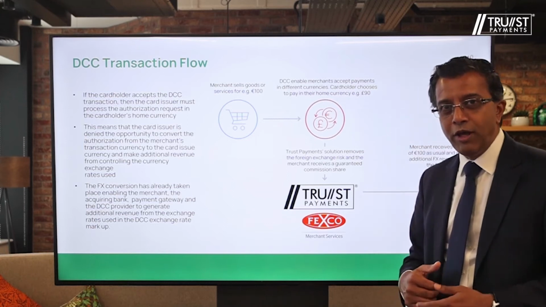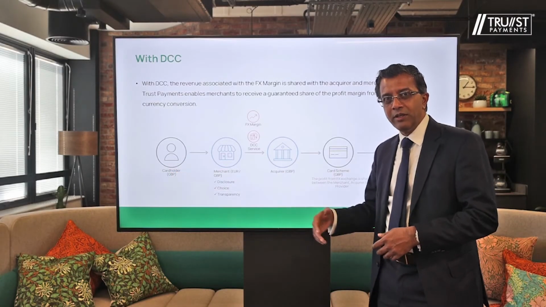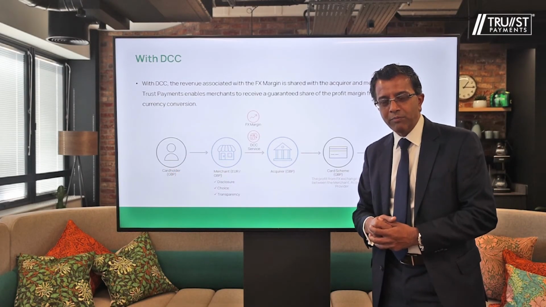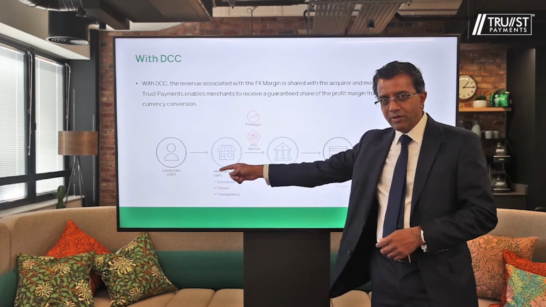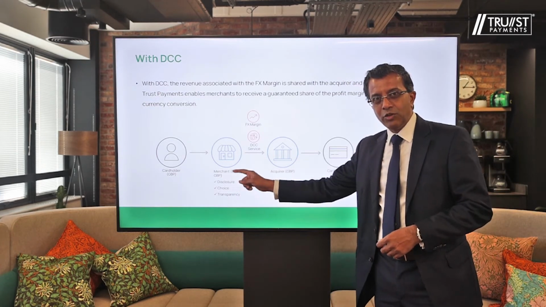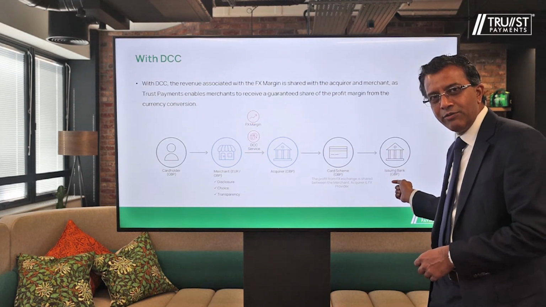So going back to the whole flow, with DCC, we see the cardholder comes in with a sterling card, but now at the checkout, we give the cardholder the choice. Do they want to pay in sterling? Do they want to pay in the merchant's currency, which is euros in this case? And they see that right at the checkout. If they pick DCC, we make the conversion happen for them. And the transaction that goes through the acquiring process is in the cardholder's currency. So the cardholder knows exactly what their bank will charge them on their bank account at the end of the process.